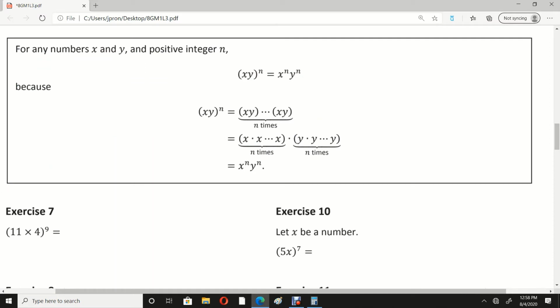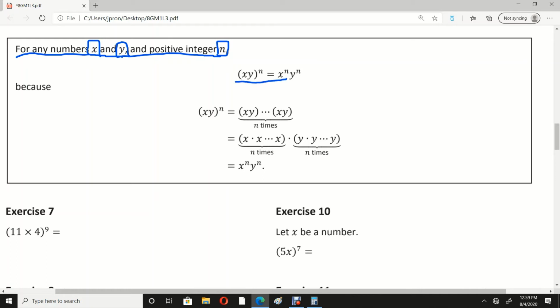All right, so like I said, we're skipping 6. We're going to move down, and in your workbook, you should see it's right here. So for any numbers x and y, and positive integer n. So again, x, y, and n are just numbers. They're variables. They could be any number.